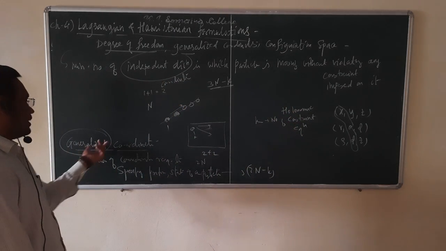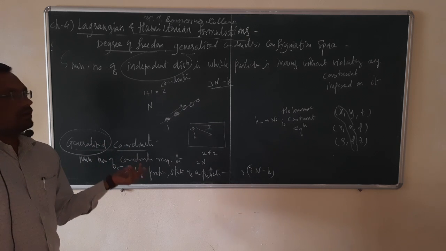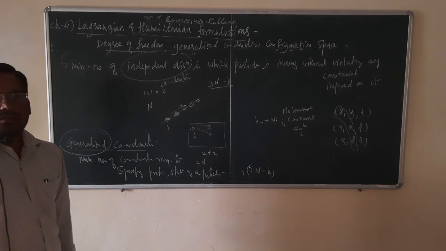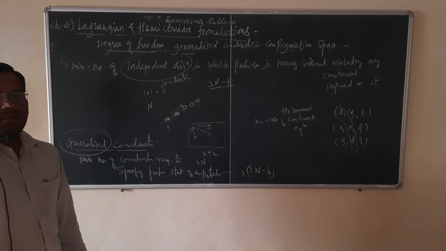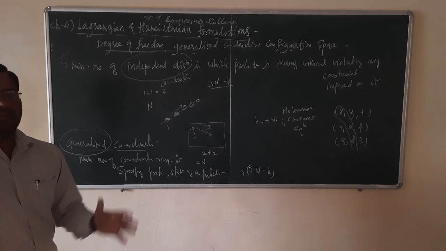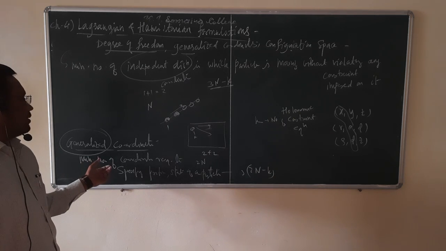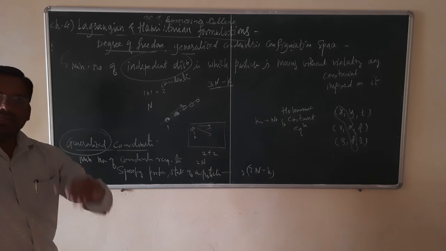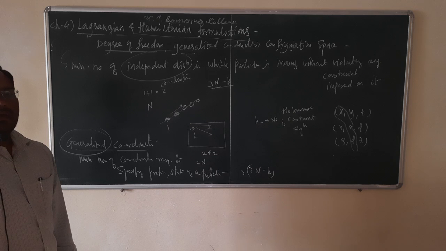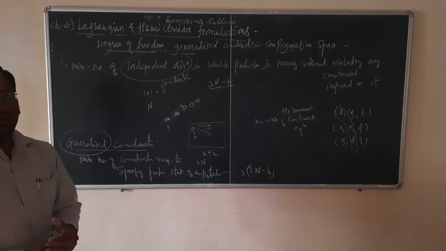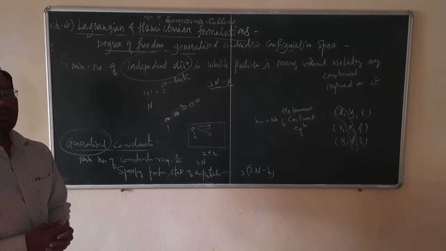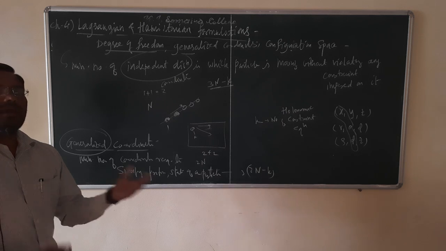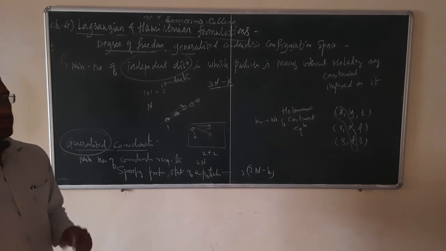Now generalized coordinate necessarily need not have dimensions of length. Okay, it may be an angle, or it may be anything. Again, if you take the derivative of generalized coordinate, then that is known as generalized velocities. Again, velocities does not mean having a unit of velocity. It may have any other units.